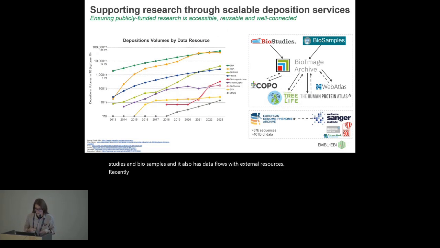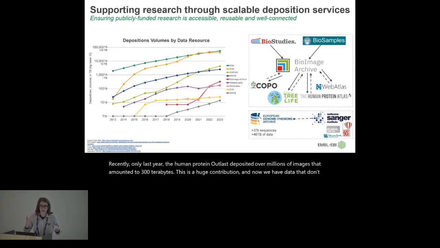Recently, only last year, the Human Protein Atlas deposited millions of images that amounted to 300 terabytes. This is a huge contribution, and now we have data that don't sit in silos, but can be accessed in many different ways by many different people to achieve things faster and at more scale.